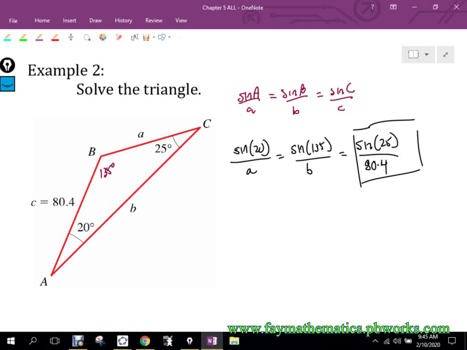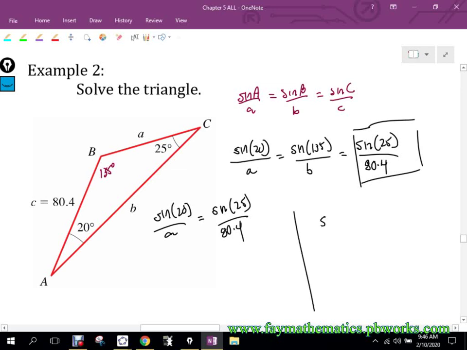Does that make sense? So if I go sine of 20 over A, I'm going to set that equal to sine of 25 over 80.4. Then sine of 135 over B, and set that equal to sine of 25 over 80.4. Why are we solving both of them? Because it asked me to solve the triangle. Solve for A and B.